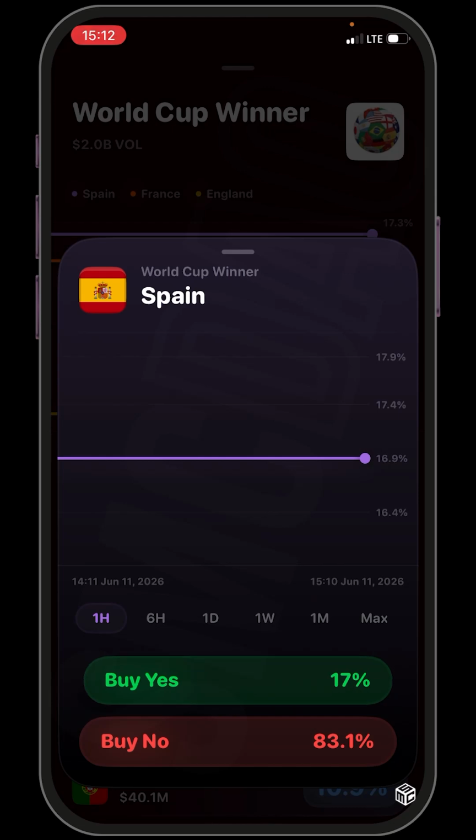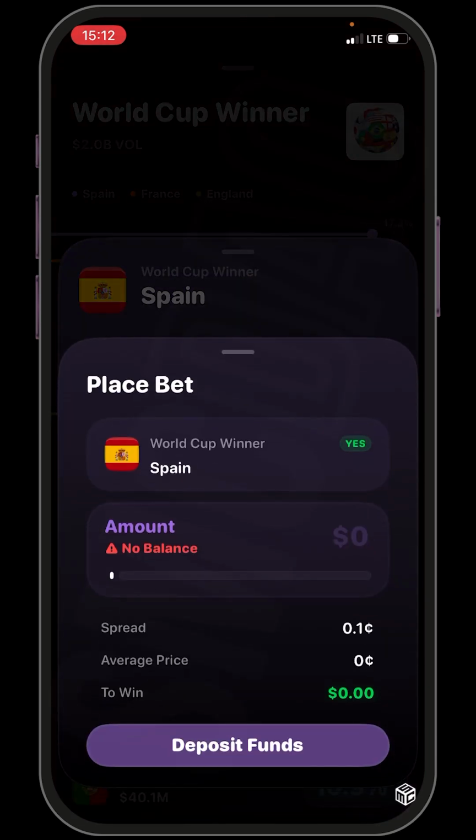You'll notice I don't have funds in this wallet right now, so I won't be able to execute the trade, but the process is exactly the same. Just fund your wallet, choose your prediction, enter your stake, review the details and confirm the transaction.